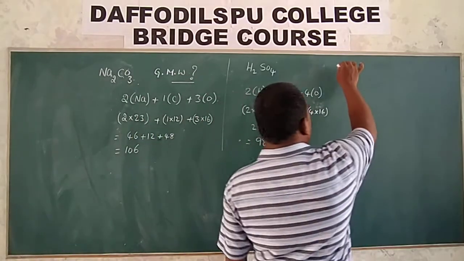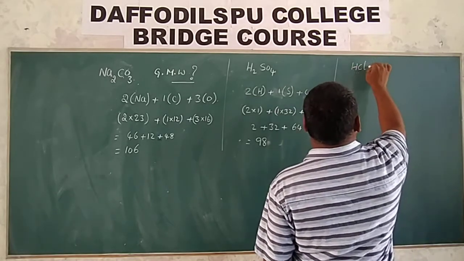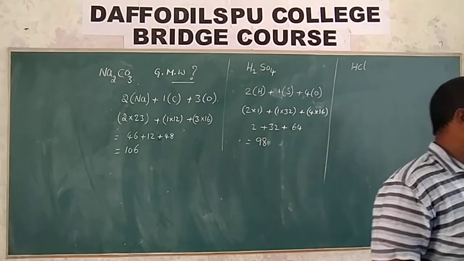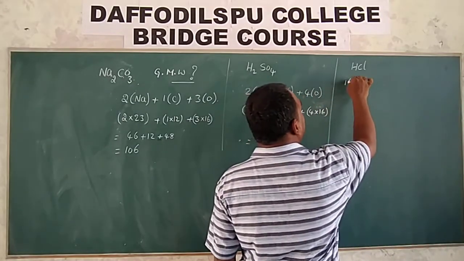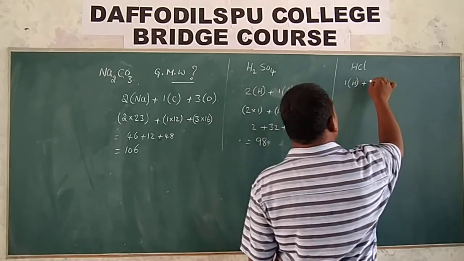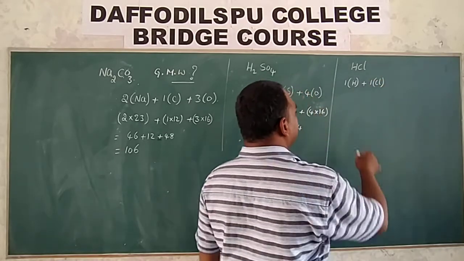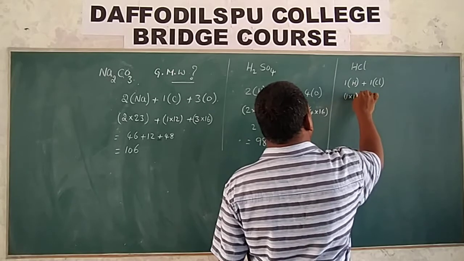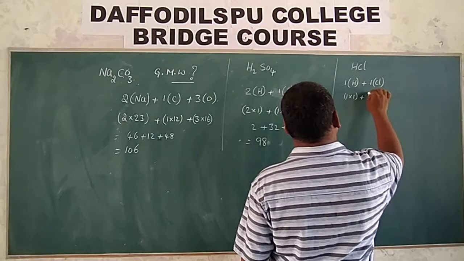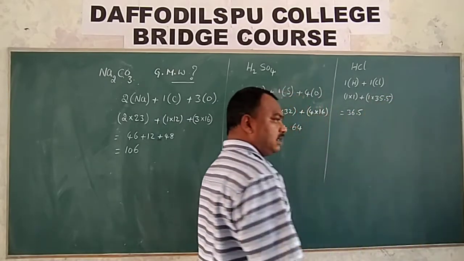We will look at another, HCl. In HCl, how many hydrogens are there? Only 1 hydrogen. How many chlorines are there? Only 1 chlorine. Substitute the atomic weights: 1 into 1 plus 1 into chlorine atomic weight, which is 35.5. You will get 36.5. That's it.